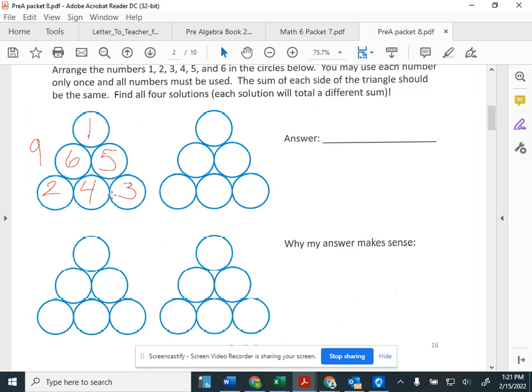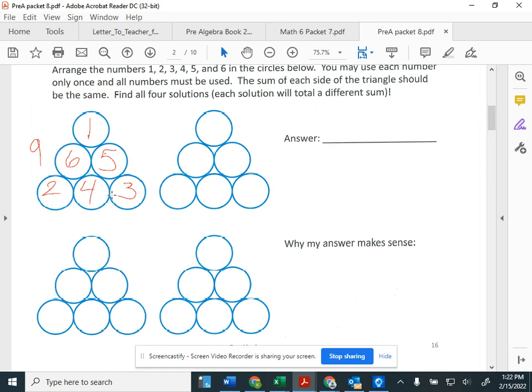Thank you. Bye. Okay. So, we have a 9. 1, 6, and 2 is 9. 1, 5, and 3 is 9. 2, 4, and 3 is 9. So you see how that works? This is the only way to get it to be 9 as your total for each side. So don't go over to the next one and think you're going to find another way to make 9. Okay?